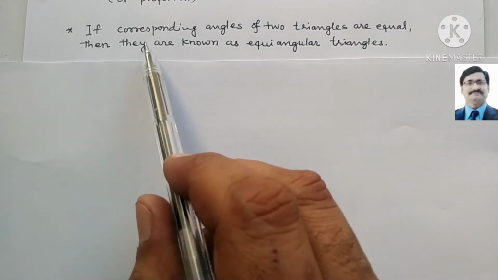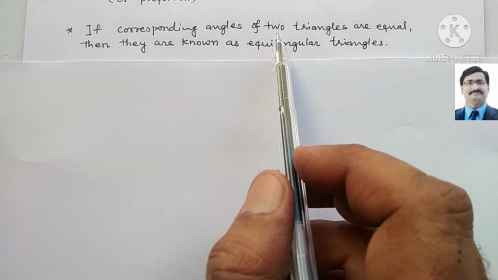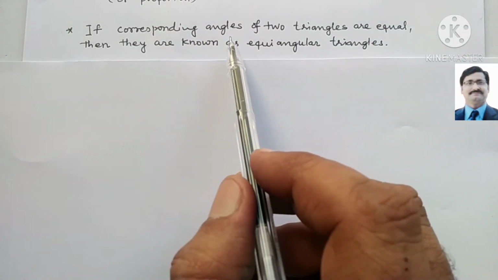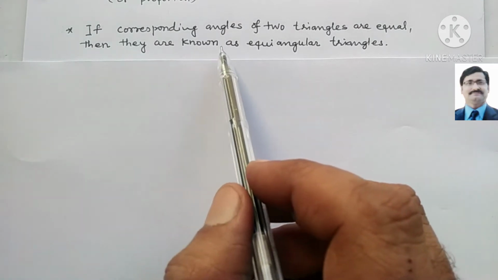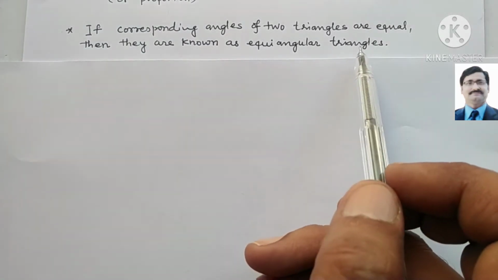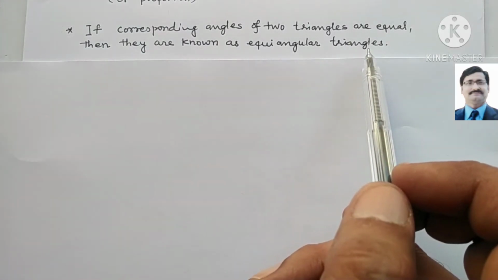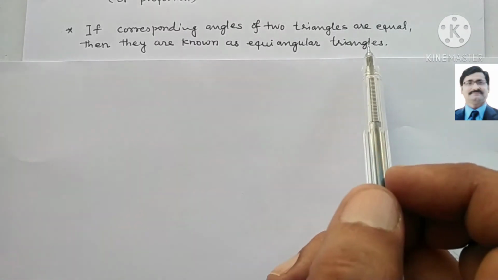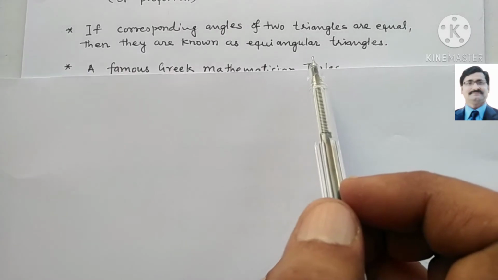Look here, if only the corresponding angles of two triangles are equal, then they are known as equiangular triangles. These are called equiangular triangles, meaning only the corresponding angles are equal. All of you understand this?